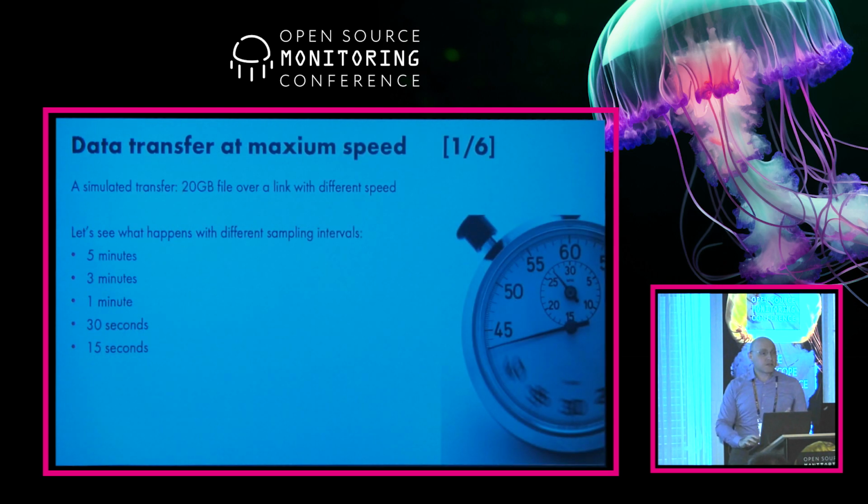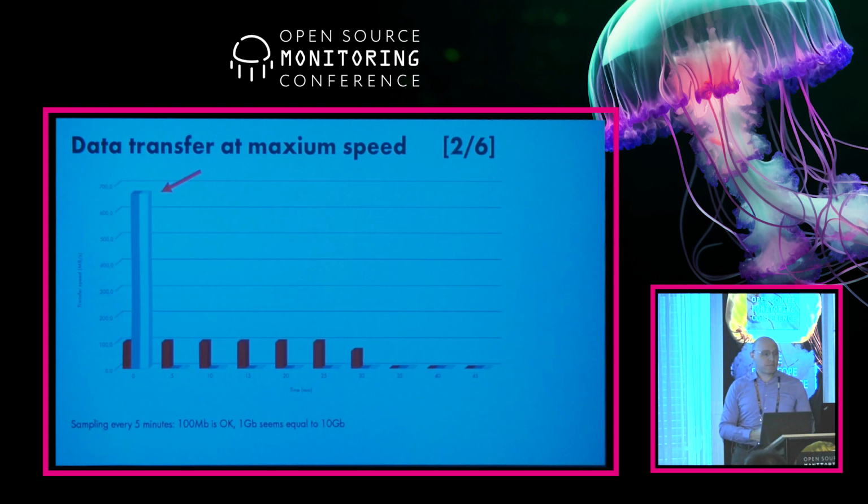Let's have a simple simulation. In an ideal world, let's suppose we have to transfer a 20 gigabyte file over a network link with different speeds, so fast Ethernet, 1 gigabit Ethernet, and 10 gigabit Ethernet, and then look at it with different sampling windows. Sampling every 5 minutes is good for fast Ethernet. We can see the shape of the transfer, but 1 gigabit Ethernet and 10 gigabit Ethernet are almost equal.